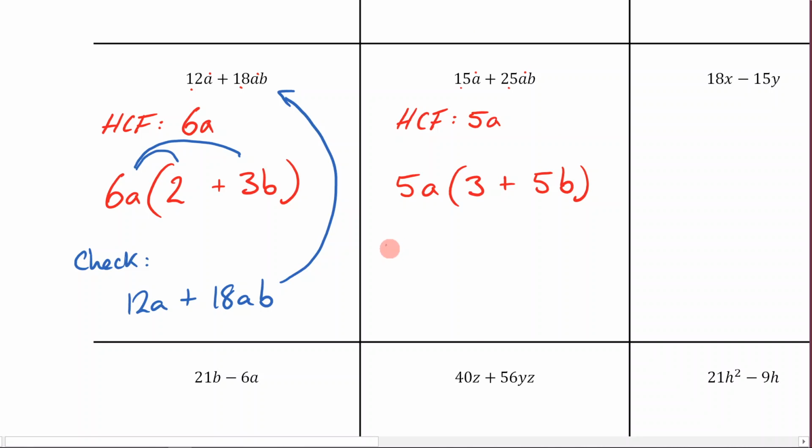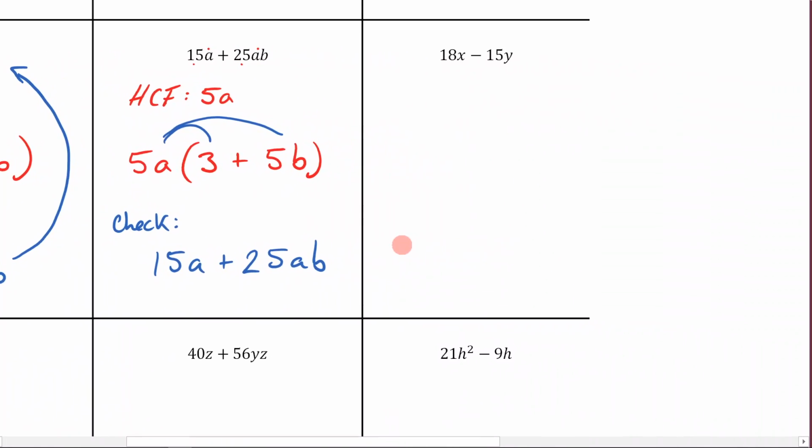So let's give this a check. This is going to be 5a times 3. Whoops, this should be in blue. Grab my blue. 5a times 3 is going to be 15a, and 5a times 5b is going to be 25ab. Perfect. Let's come over here.